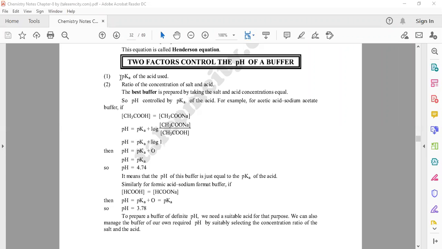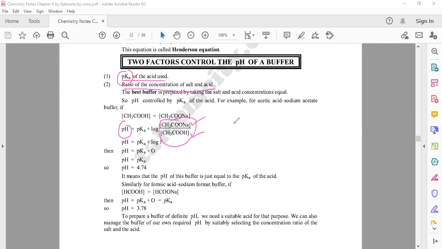The first one is the value of pKa of the acid that is used. The pH value depends on pKa. And the second thing is the ratio of the concentration of the salt and acid. As we know, we have to write salt at the numerator and acid at the denominator. So the ratio of their concentrations basically affects the value of the pH.